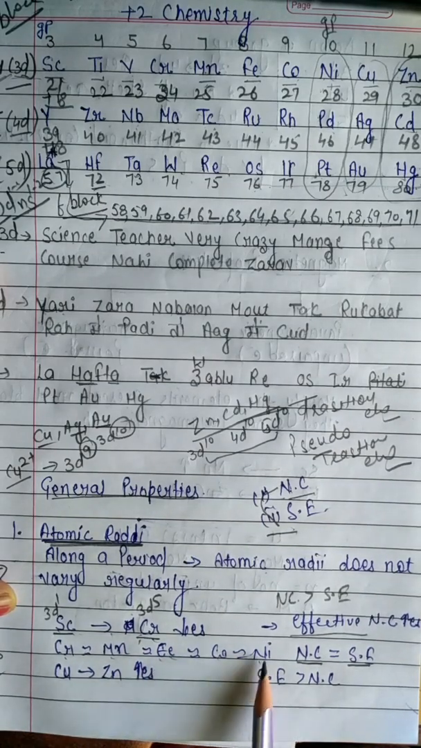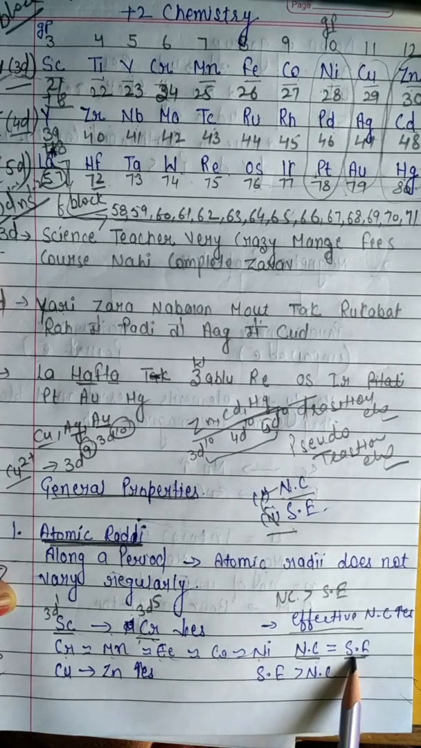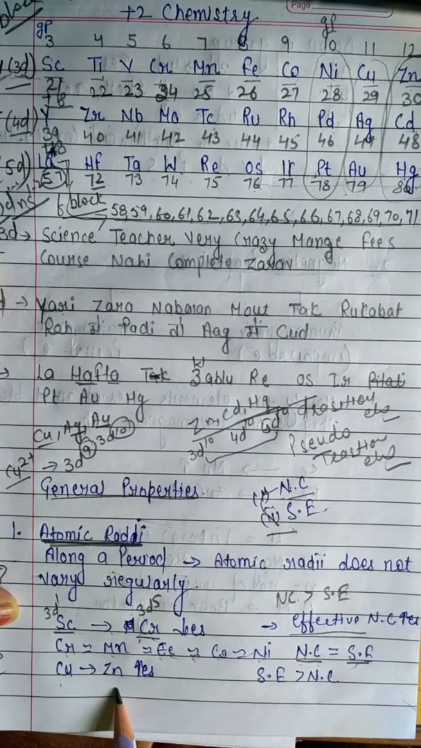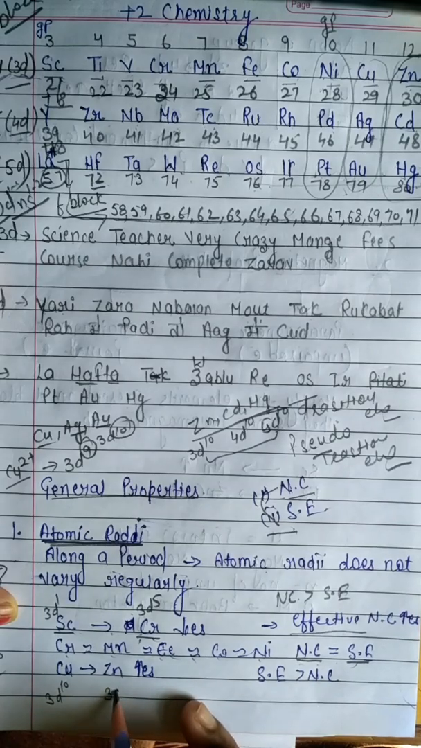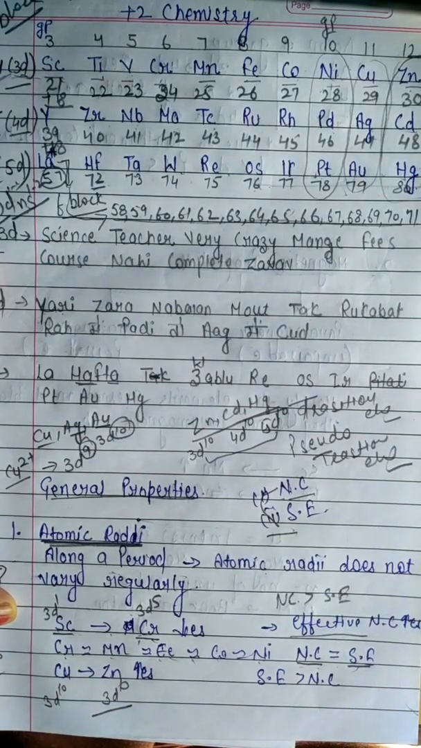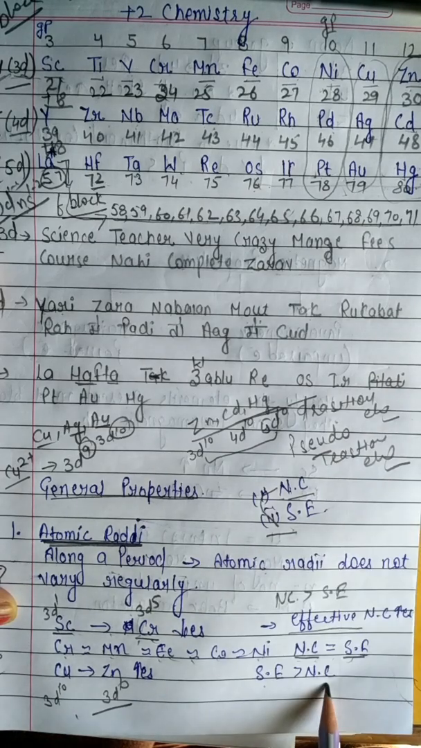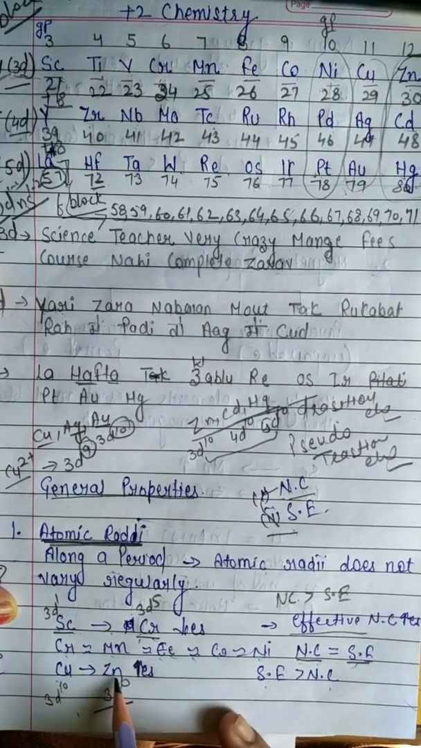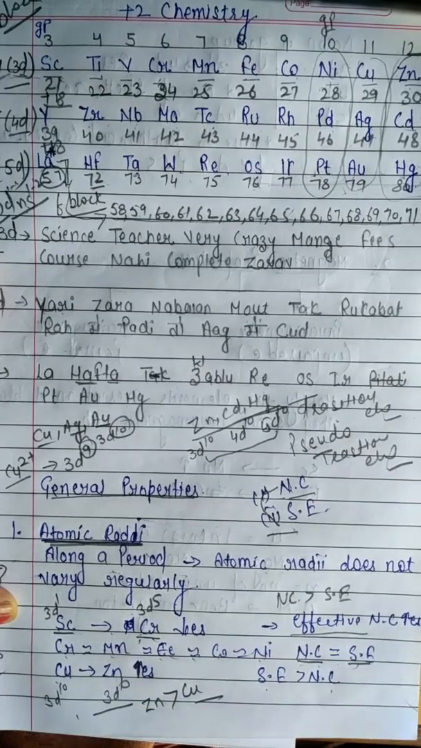But in the case of chromium to nickel, the nuclear charge is equal to the screening effect, so it remains almost the same. But in the case of copper and zinc, they have a filled d orbital in both cases. So the screening effect is more than the nuclear charge, and the atomic radius increases in copper and zinc, and zinc has a larger atomic radius as compared to copper.